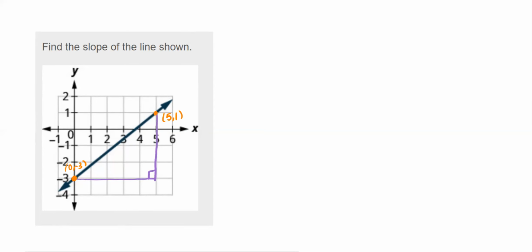So I'm just going to quickly count with you. We have 1 box, 2, 3, 4. We have 4 boxes that we crossed to mark the vertical line. And let's count how many boxes on the horizontal: 1, 2, 3, 4, 5.